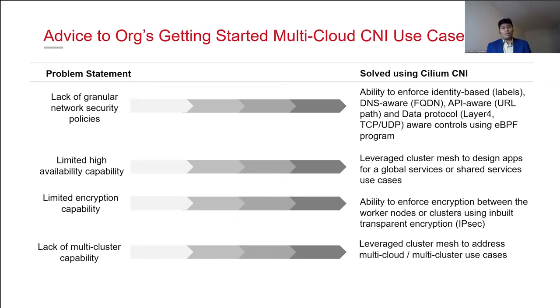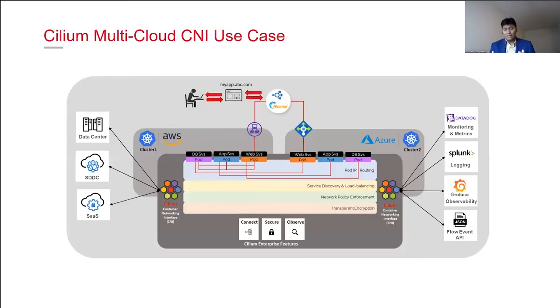Encryption played a very critical role, and we used Cilium's inbuilt IPsec encryption capability to do that. And last but not least, the multi-cluster capability played a very critical role in making sure that multi-cloud, multi-cluster use cases are addressed using Cilium cluster mesh. With that said, these are various problem statements that we learned through the evolution of our cloud native journey, and which led us to the position of why we need a simplified, standardized multi-cloud CNI.